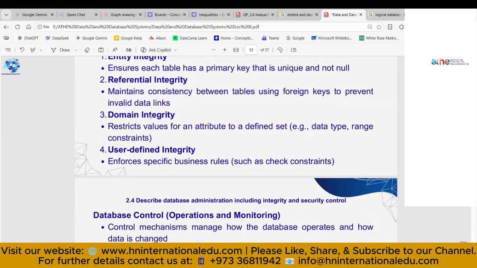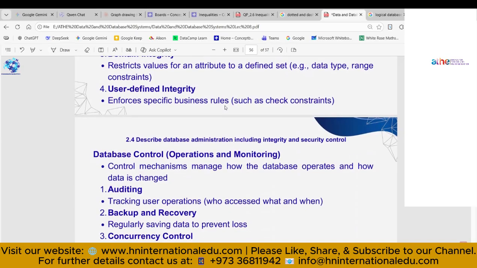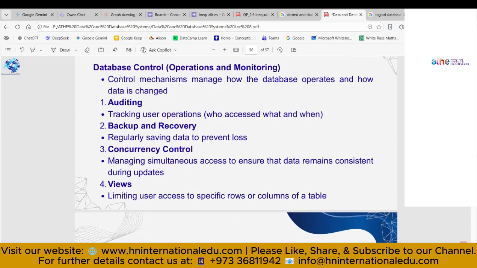Next, we have the domain integrity. So it restricts values for an attribute to a defined set or a defined domain. For example, data type, range, constraints like that. And next we have user-defined integrity. So the user-defined integrity enforces specific business rules such as check constraints. And lastly, database control mechanisms basically manage how the database operates, right, and how data is changed.